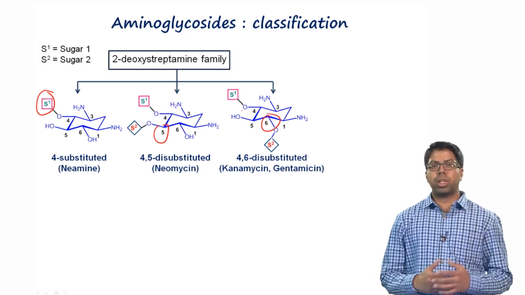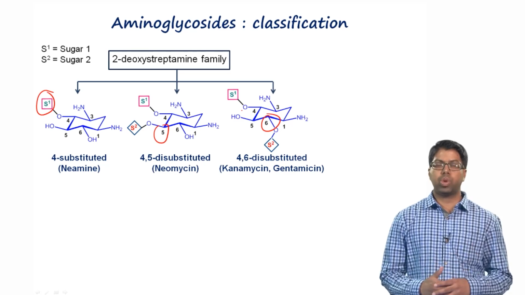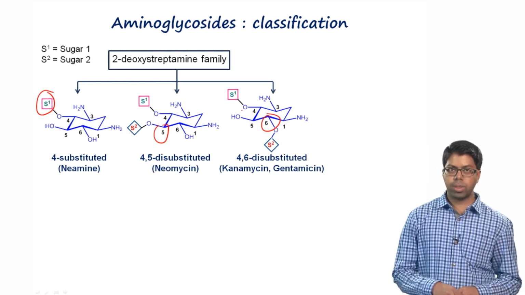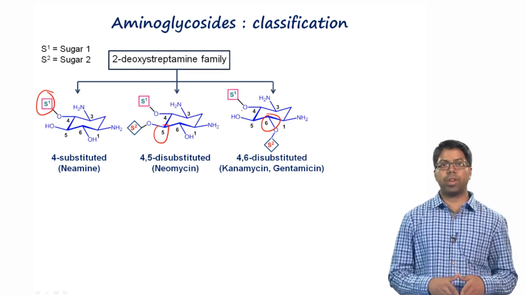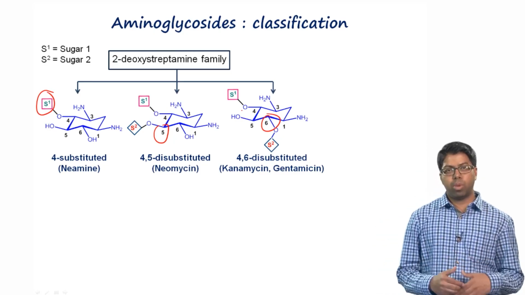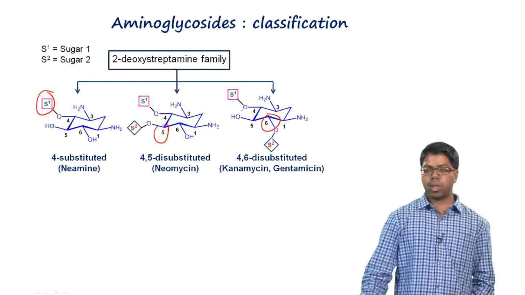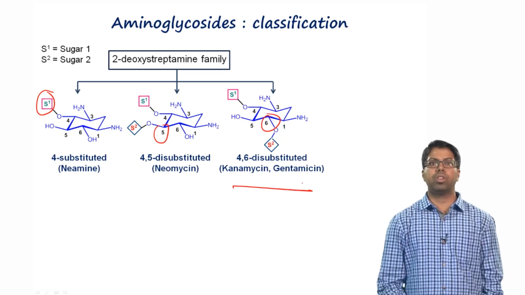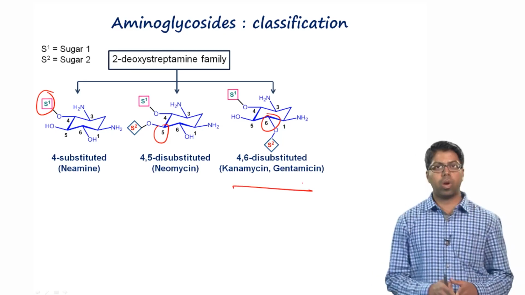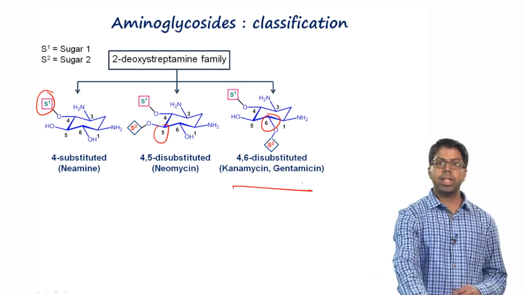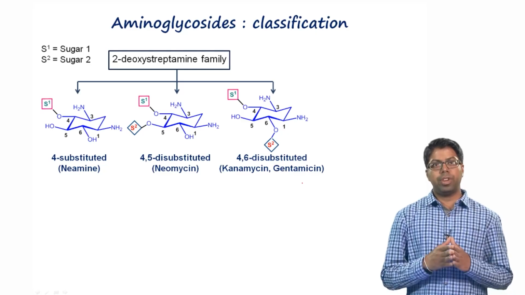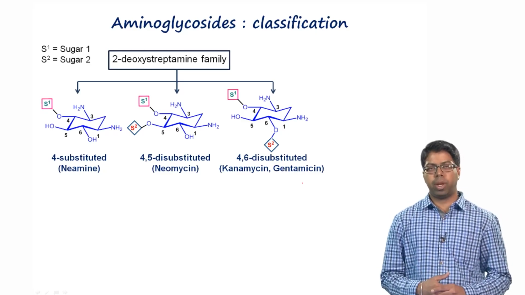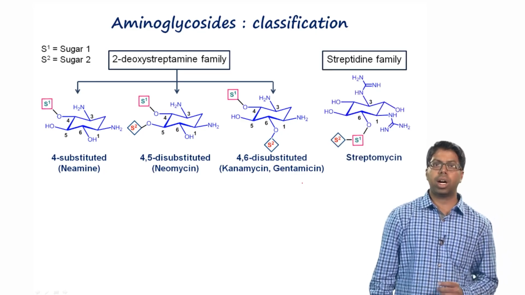Neamine is one such example that belongs to a family of 4 monosubstituted 2-deoxystreptamine aminoglycosides, whereas neomycin is an example of 4,5 disubstituted aminoglycosides. The most commonly used aminoglycosides such as kanamycin and gentamicin belong to a family of 4,6 disubstituted 2-deoxystreptamine aminoglycosides. But there is another class of aminoglycosides which lacks this 2-deoxystreptamine ring. Instead, they contain a streptidine ring.